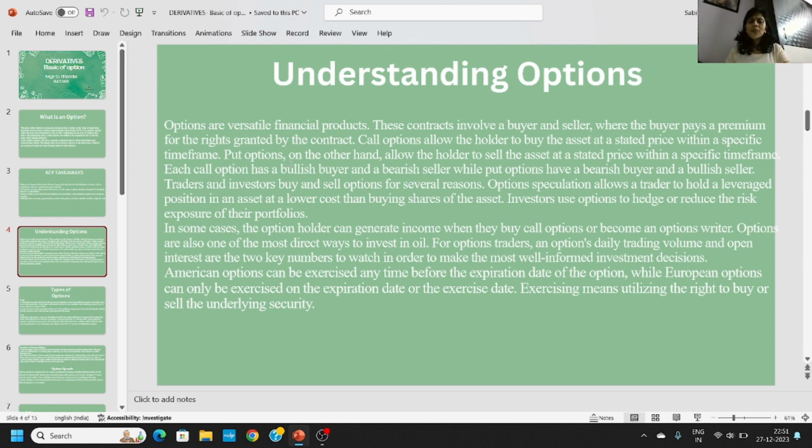In some cases, the option holder can generate income when they buy a call option or become an option writer. Options are also one of the most direct ways to invest in oil. Option daily trading volume and open interest are two key numbers to watch in order to make the most well-informed investment decision. American options can be exercised any time before the expiration date, while European options can only be exercised on the expiration date or exercise date. Exercising means utilizing the right to buy or sell the underlying asset or security.